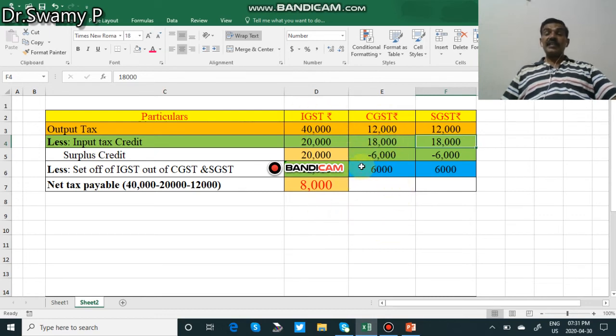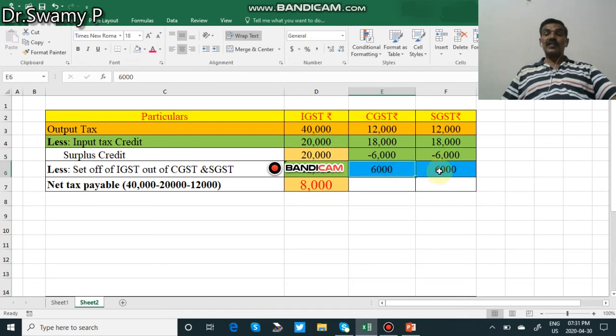That means CGST surplus will be adjusted against IGST first and completed. And this 20,000 rupees tax liability will be adjusted against 6,000, and then the remaining 6,000 rupees SGST. These two 6,000 rupees, the SGST and CGST surplus, will be adjusted against the tax liability in case of IGST.